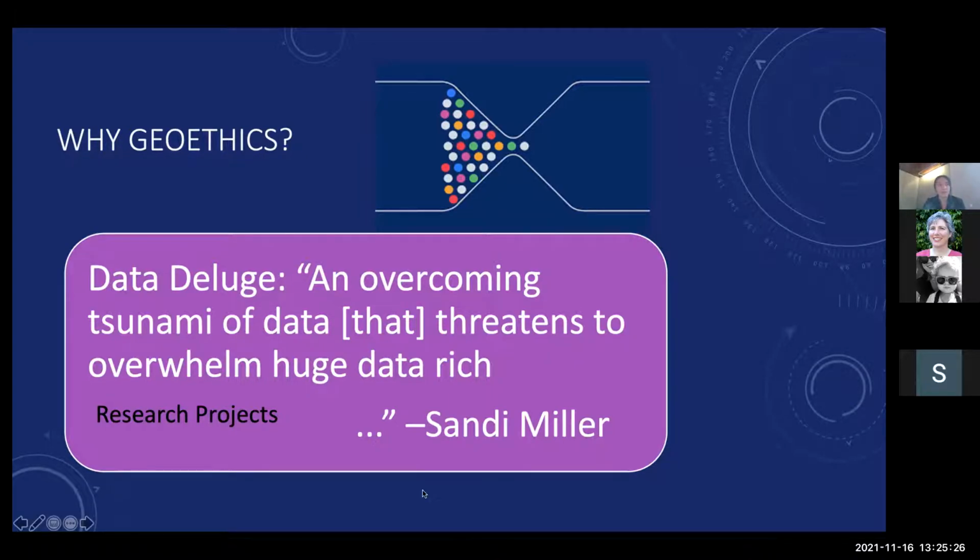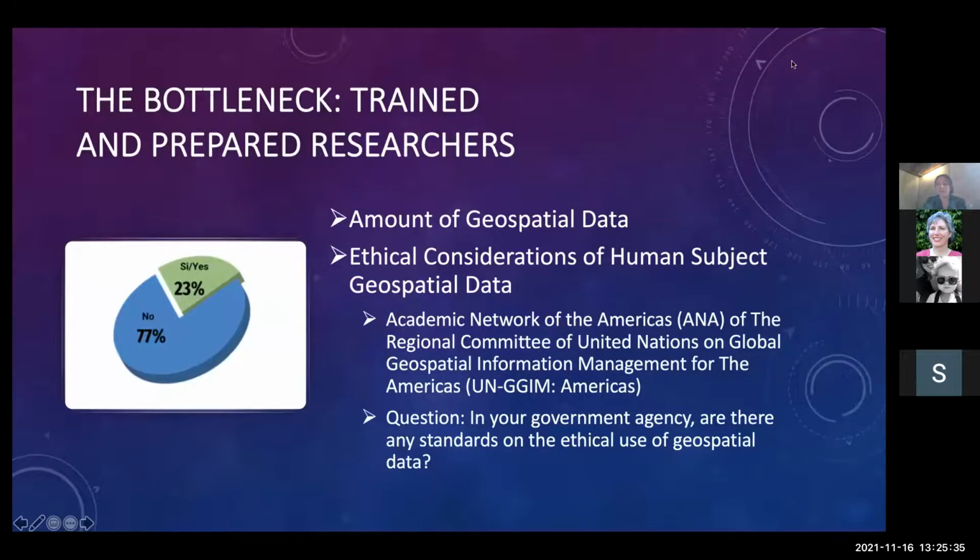is more than just a leaf on a tree, but this is someone's personal information. And so that's what I wanted to share: there is a bottleneck. There was a bottleneck of trained and prepared researchers who are trained in understanding how to apply ethical considerations in human subject geospatial data.